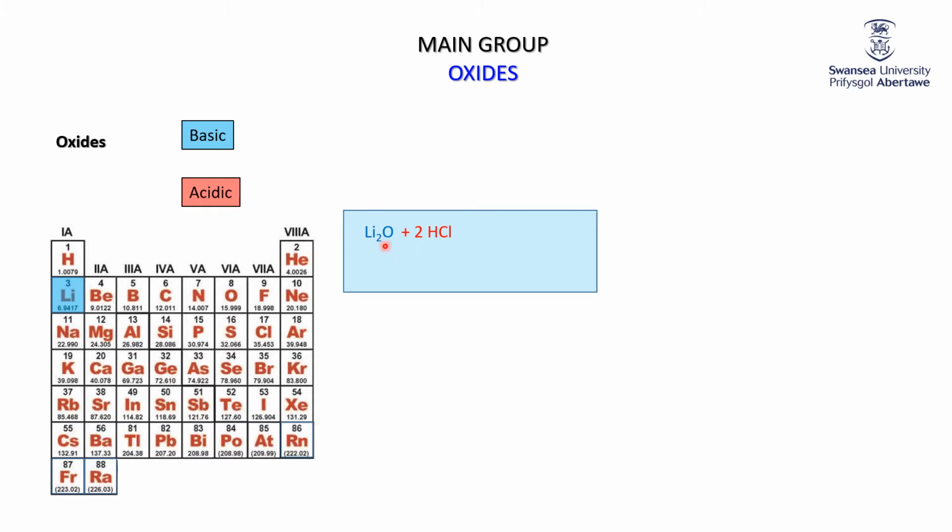Lithium oxide is basic because when it reacts with HCl, you get this reaction which you should recognize as being a neutralization: acid plus base gives us a salt plus water. If you take lithium oxide and try reacting it with a base, you do not get a neutralization reaction. And just like lithium, all its friends within the alkaline metal group have basic oxides.